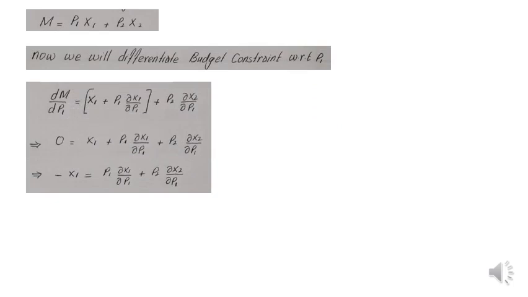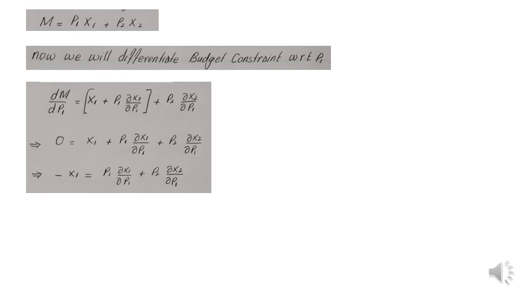Once again, recall the budget constraint. This time we'll differentiate it with respect to P1. So that's dm over dp1. Okay, the first term is P1 into x1. P1 is there. X1 we know is also a function of P1. Therefore, we'll have to use the product rule. So we applied the product rule.